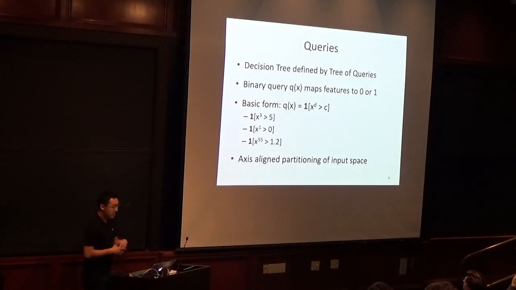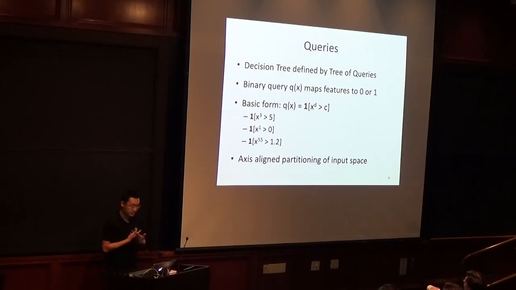Okay, so a decision tree is defined by a tree of queries, in this case binary queries. A binary query maps the input features to either 0 or 1. Again, I'm using the notation 0, 1. It obviously doesn't matter as long as there's a consistent binary interpretation of the outputs. So in its basic form, it looks like this. It's an indicator function of whether the D-th feature is greater than some threshold C. That's the basic form.